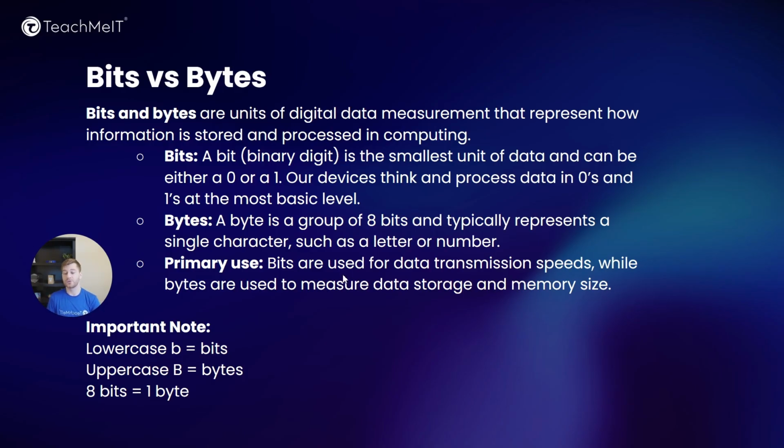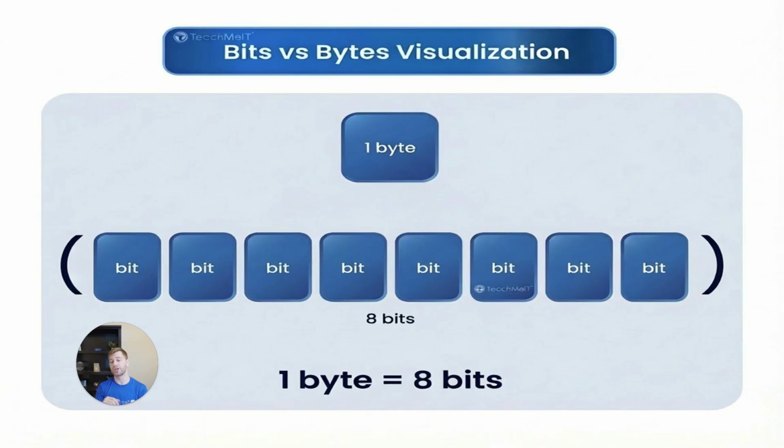In terms of primary use, bits are used for data transmission, and bytes are used more for measuring data storage and memory size. An important note here: lowercase b equals bits, uppercase B equals bytes. 8 bits equals 1 byte. Here we have a graphic on screen showing that 1 byte is equal to 8 bits.